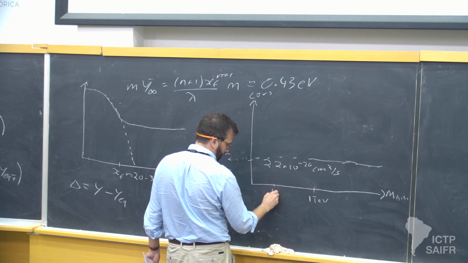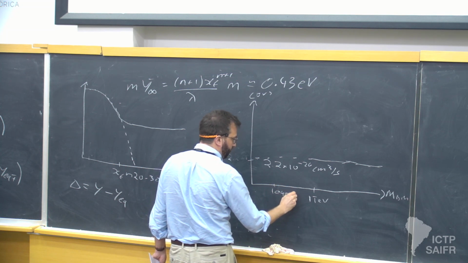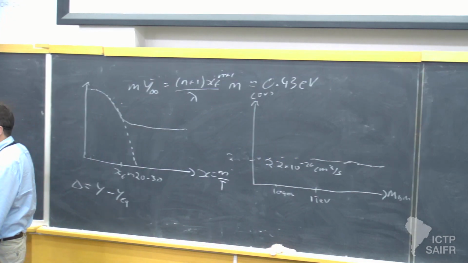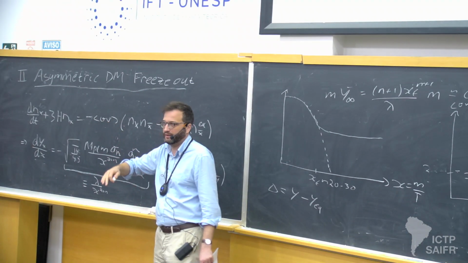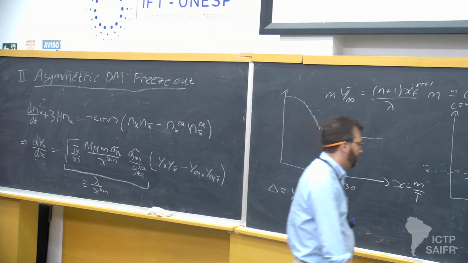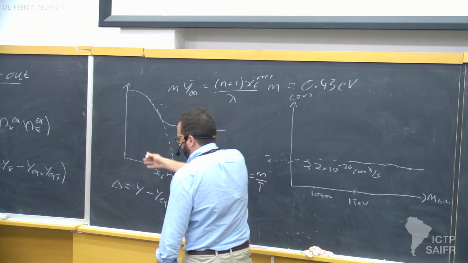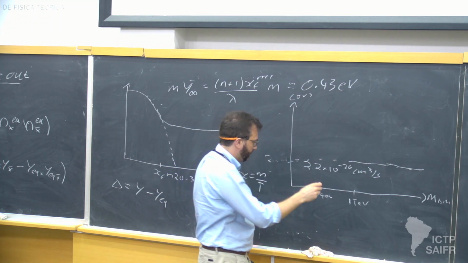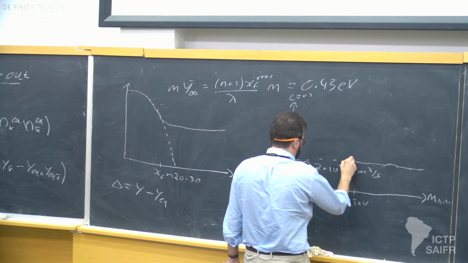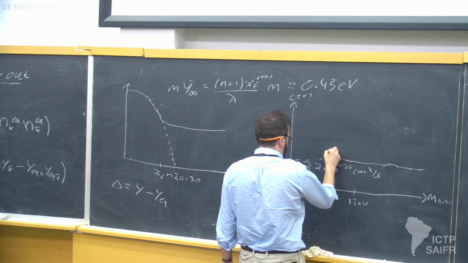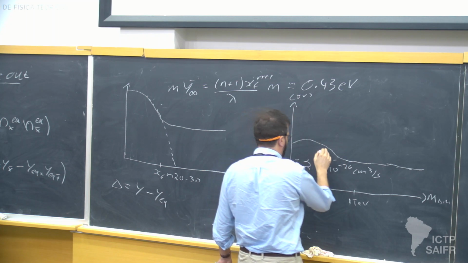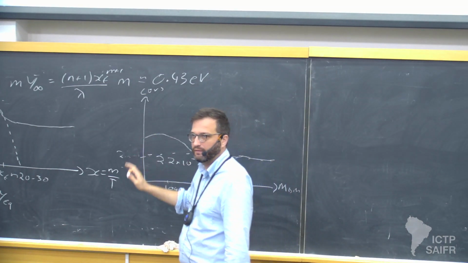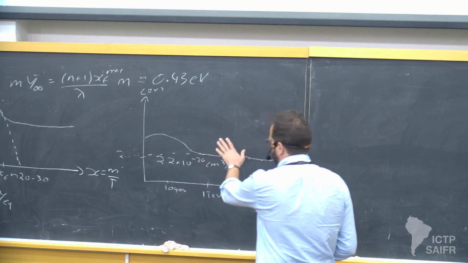And then at low masses, around 10 GeV or so, if you look at the solutions, the number of degrees of freedom starts dropping at freeze-out, because the freeze-out is happening at a factor of 20 to 30 below the temperature. And you start getting a slight increase in the required cross-section. But this is like an order 1 factor or something, right? So this is the sort of picture.